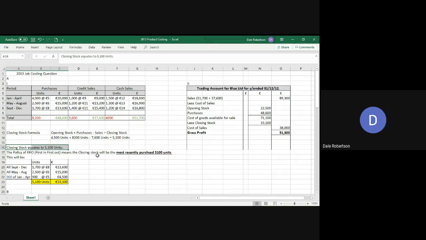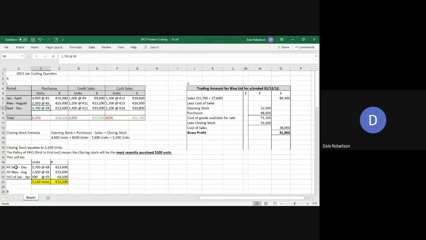So therefore, by definition, the things which are left at the end unsold must have been the things which were bought most recently. So therefore, you have to work from the most recent purchases backwards. I'm just going to do it like that to establish which 5,100 units that is. And I'm going to do that down here.